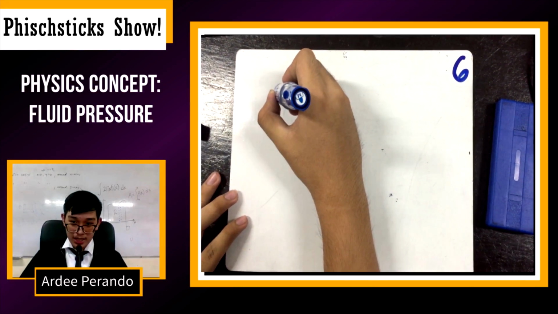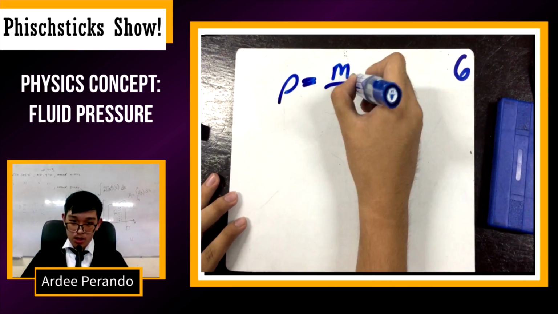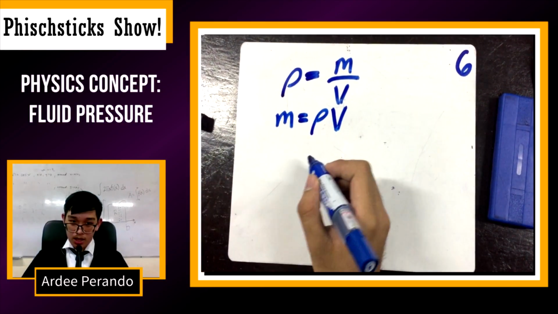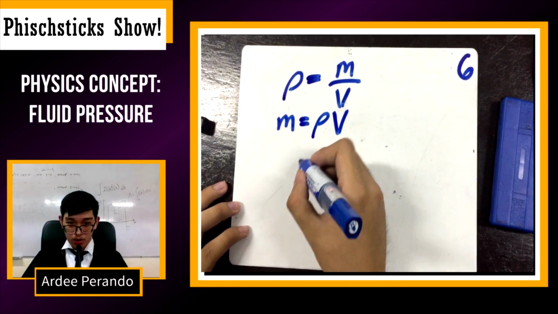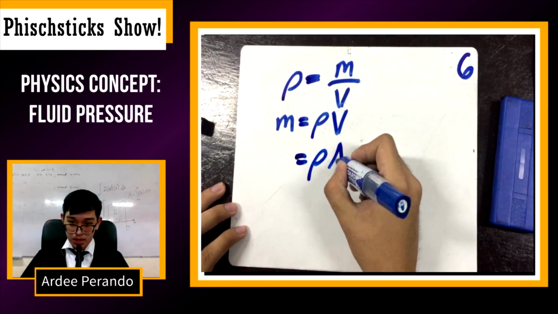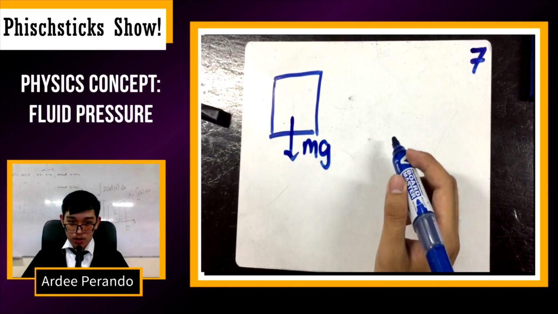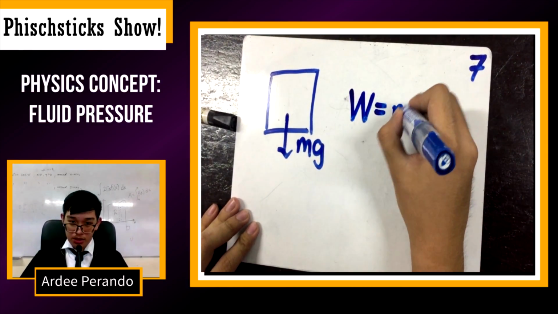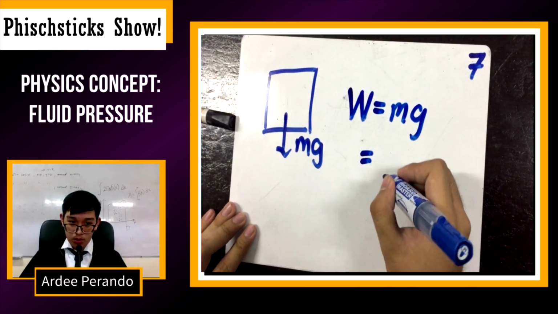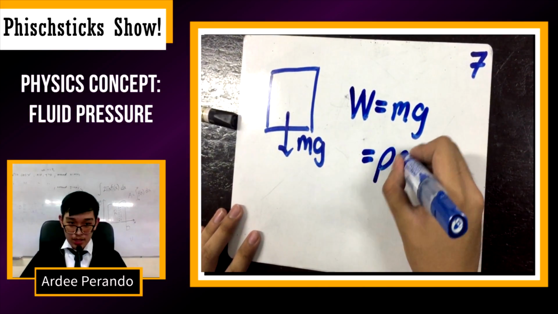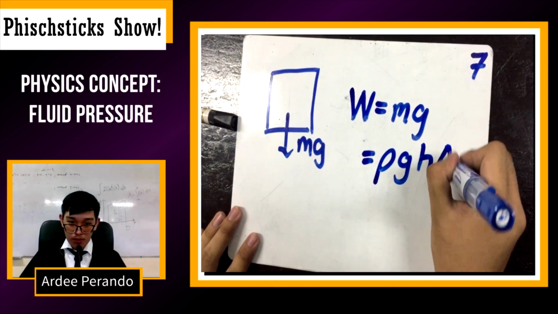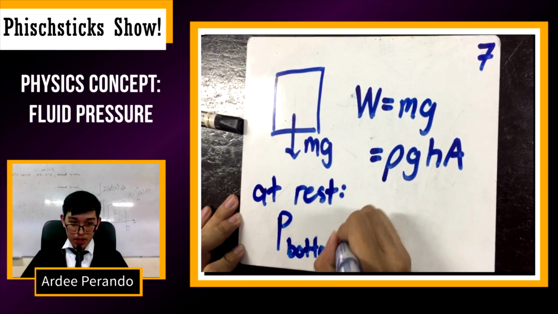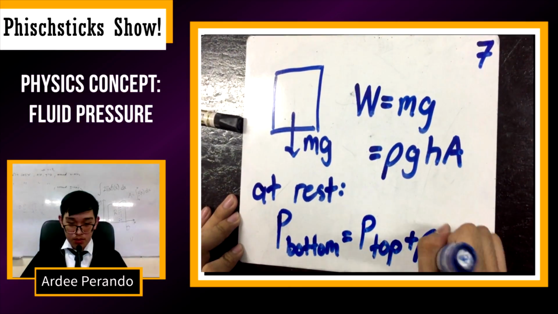Using the formula for density, denoted by ρ, we can say that the mass of the liquid in the parcel is equal to ρ times the volume of the liquid, or ρ times area times height. The weight of the liquid in the block, mass times g, the acceleration due to gravity, is equal to ρ g h A. Since the water is at rest, all forces sum up to 0, showing the popular formula P bottom equals P top plus ρ g h.